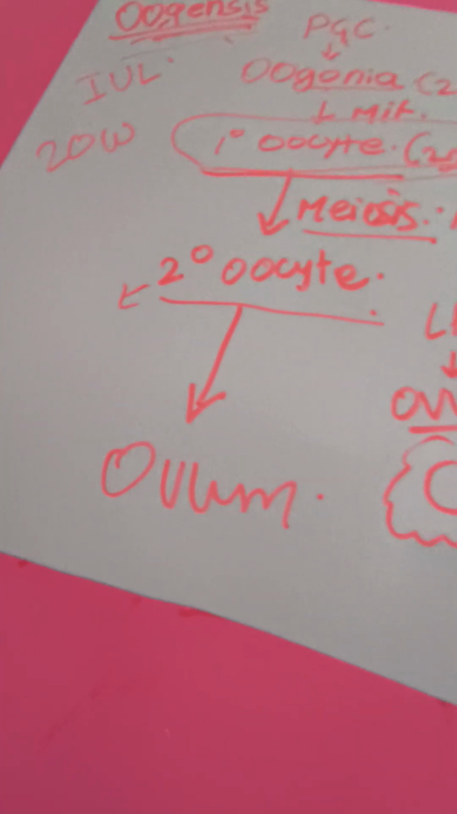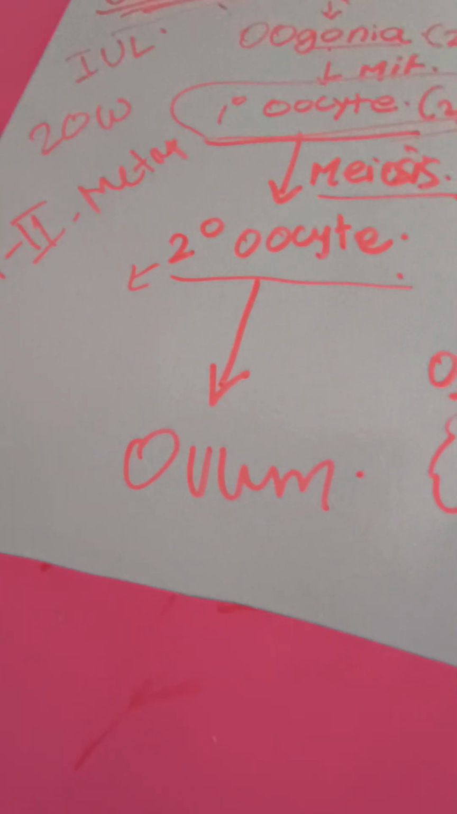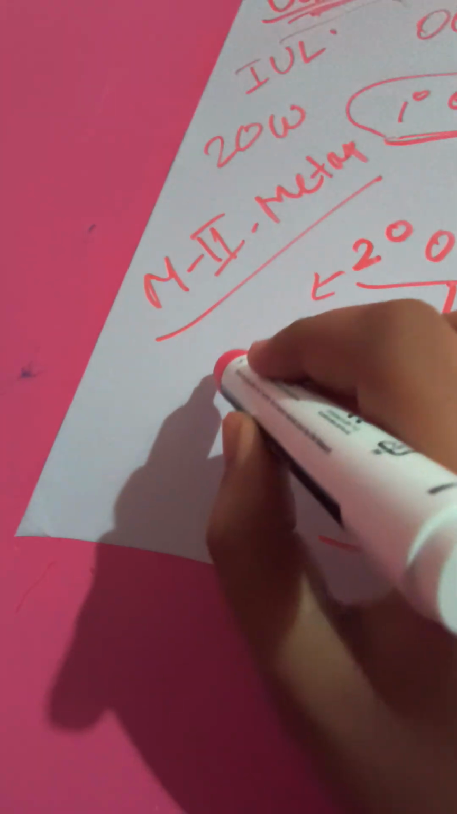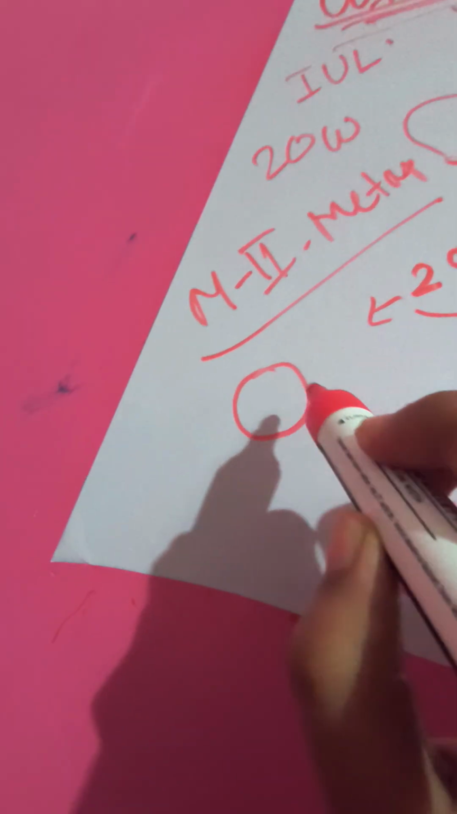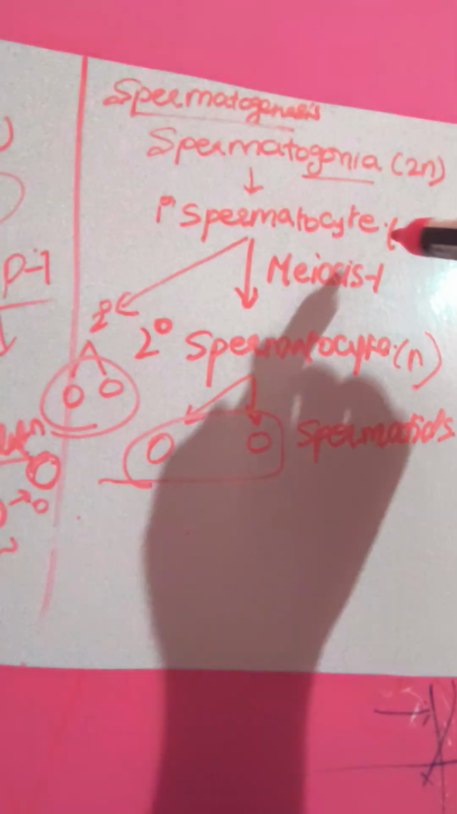Now this secondary oocyte is arrested at meiosis 2 metaphase, and it will convert to the ovum only if fertilization occurs. This secondary oocyte is haploid, and the secondary spermatocyte is also haploid, but the primary oocyte is diploid.